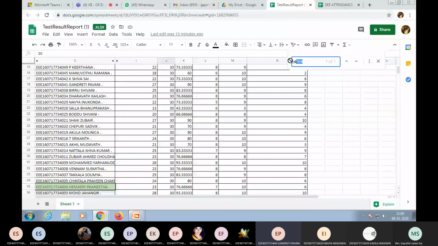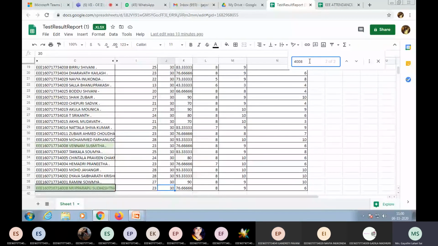4007, Tekali Saumya. Yes, 25 out of 30. 4008, Vernam Sushmita. One minute, there are two here. Yes, 23 out of 30.